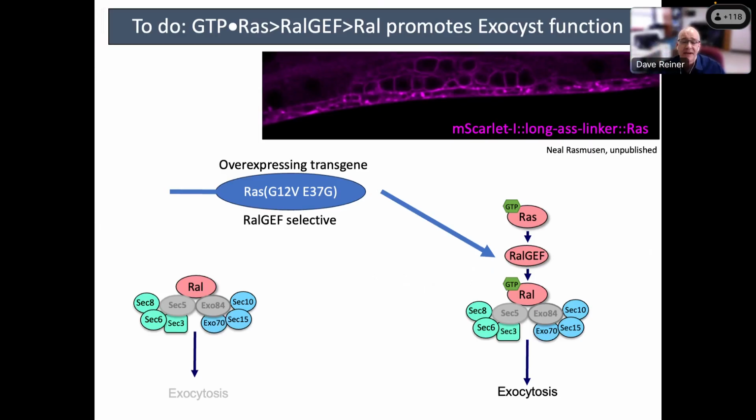So we're doing transgenic RAL-GEF selective activated RAS to try to drive this pathway in a way that doesn't activate other signals, just through RAL-GEF. That should not be lethal. We used this in our vulva studies before. And so we're hoping that that will boost exocyst to the point where we can actually do our IP with RAL again.